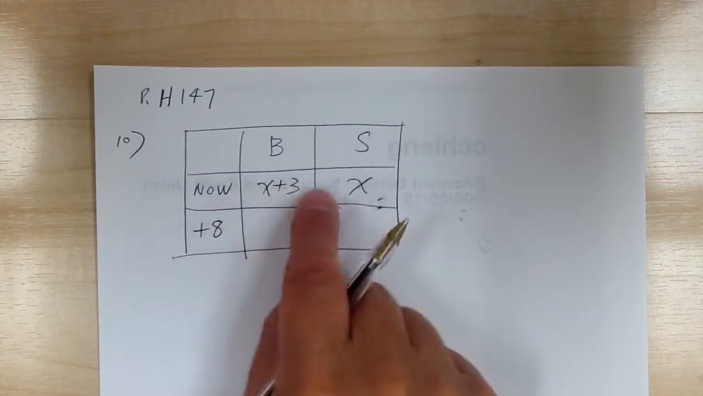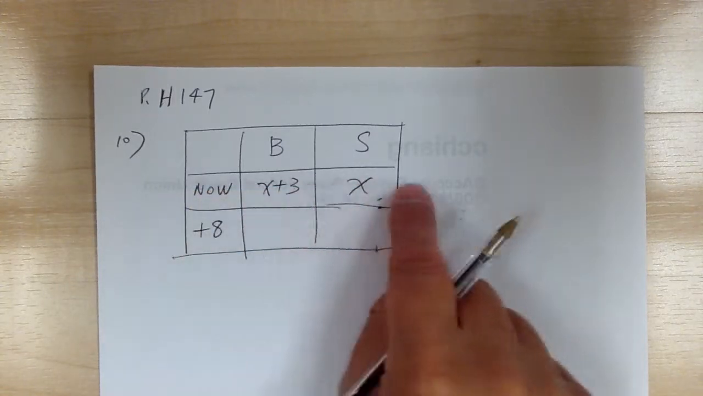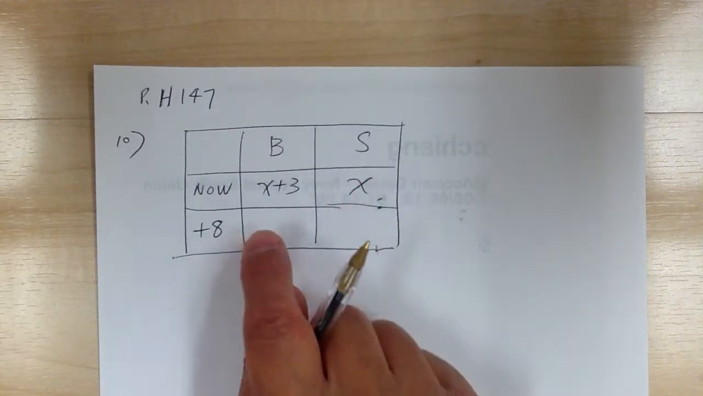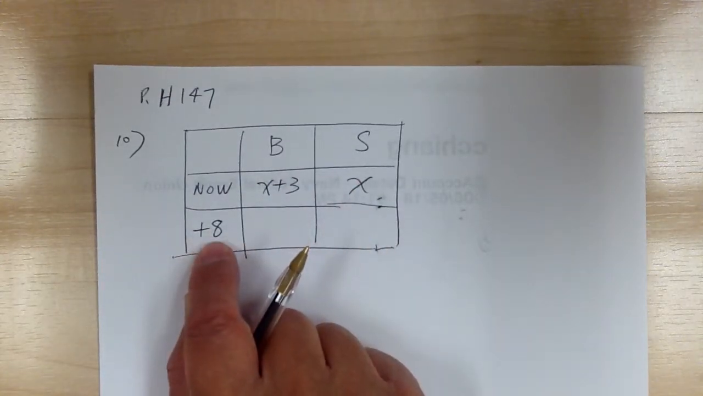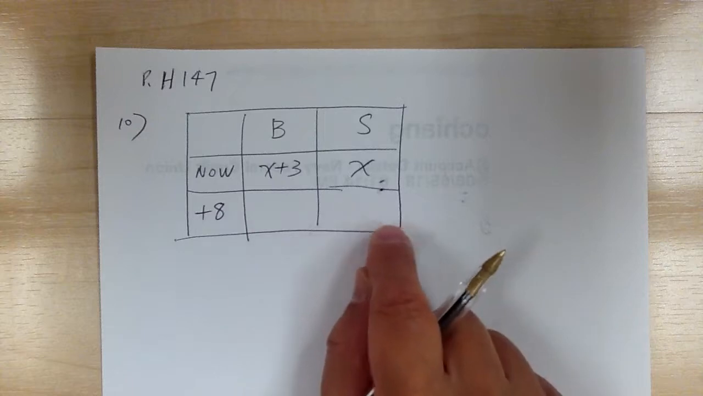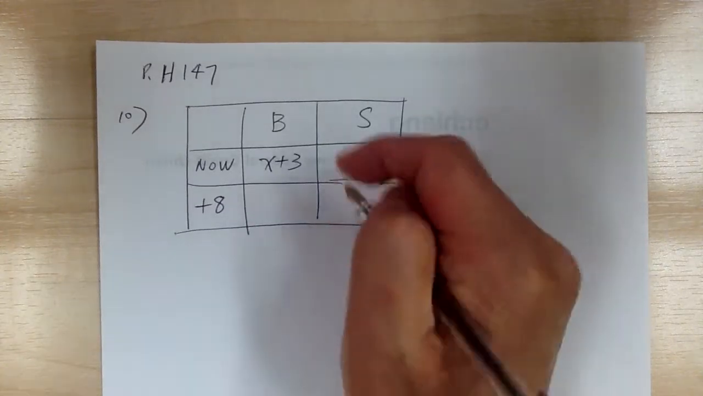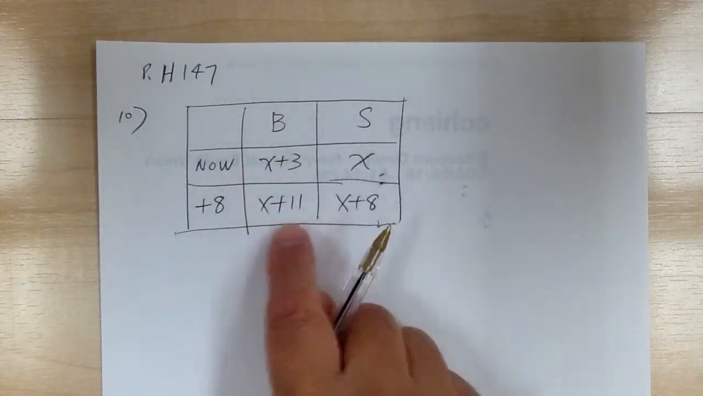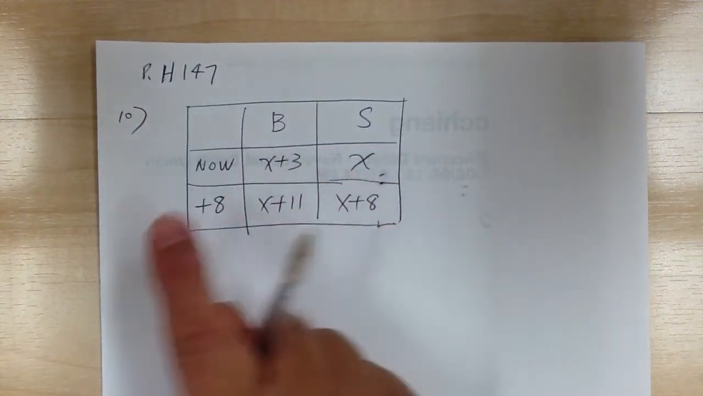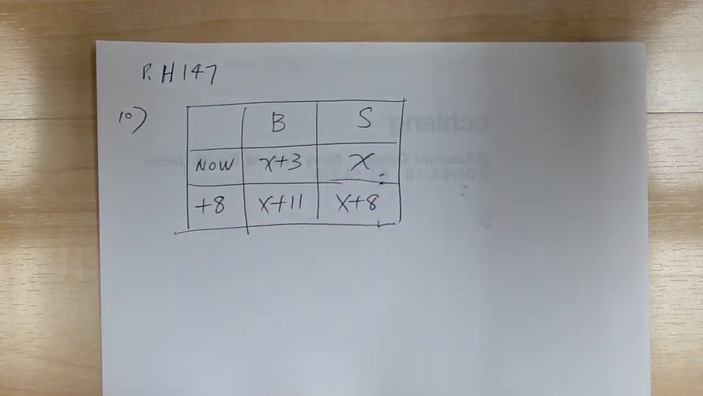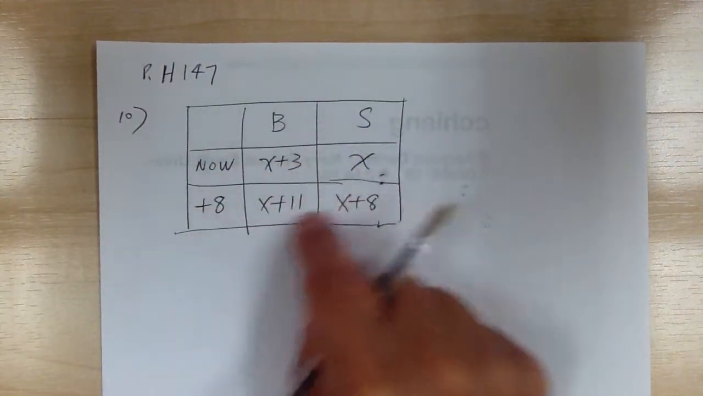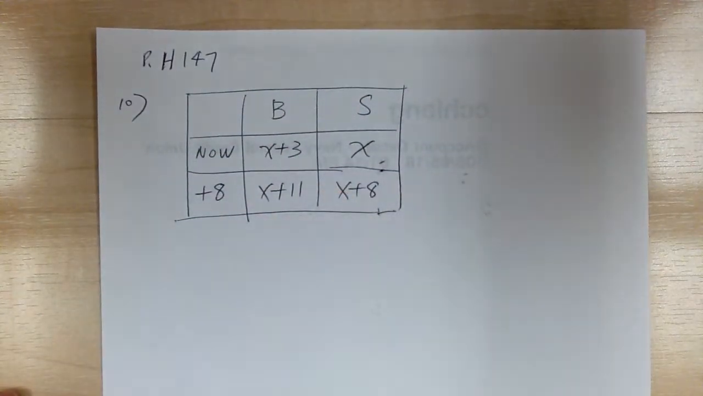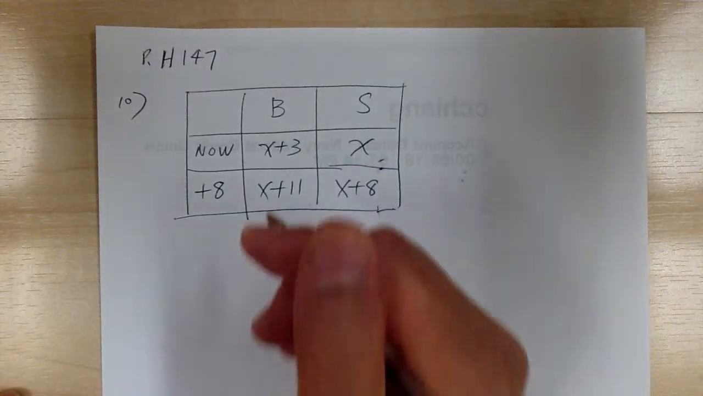So as soon as you use one sentence to fill one row of the table, don't read anymore. Just go and use this information to fill up the table. So this would be X plus 8, and this would be X plus 11. So now let's go and read the next sentence. So you read the first sentence to complete the table, and read the next sentence to write the equation.